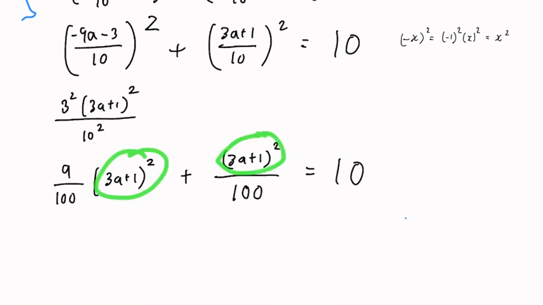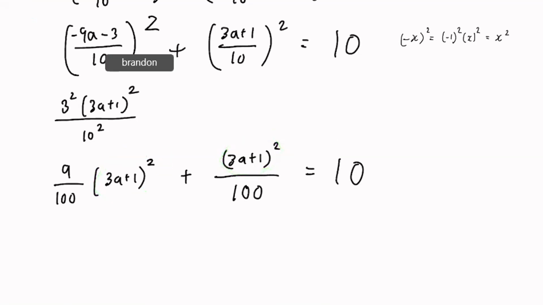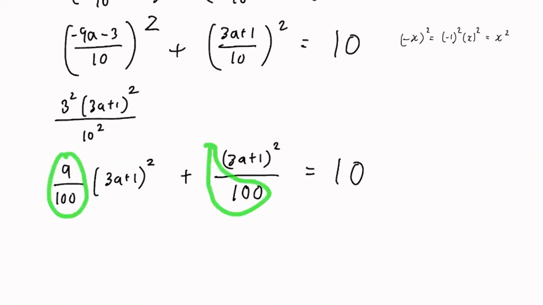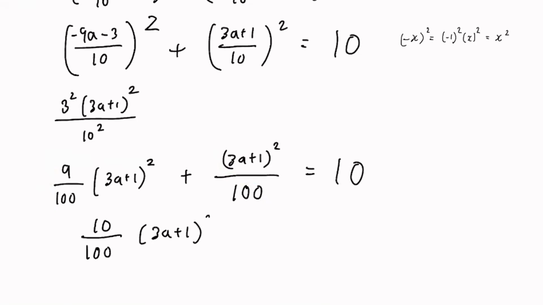This guy is also (3a plus 1) squared, and that guy is also (3a plus 1) squared. Lucky I never expand, then I can see straight away. 9 over 100 plus 1 over 100 gives me 10 over 100 of (3a plus 1) squared. Can you see that?